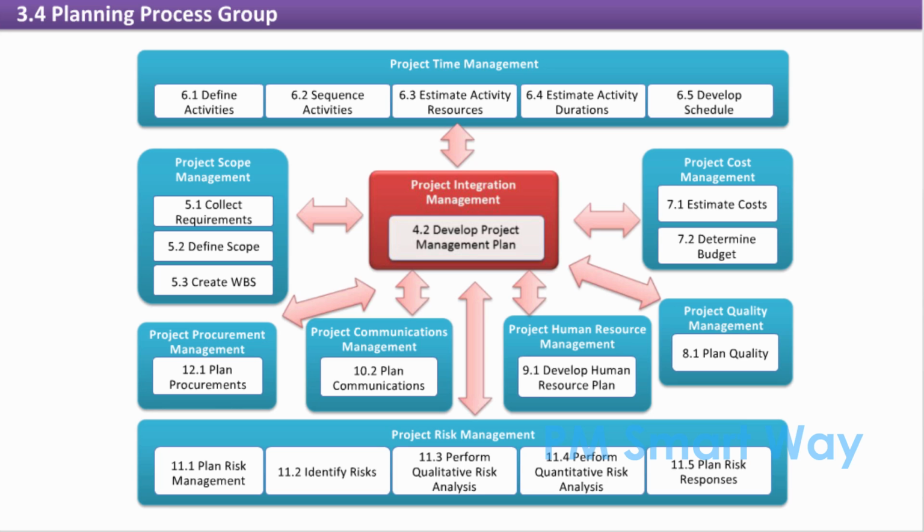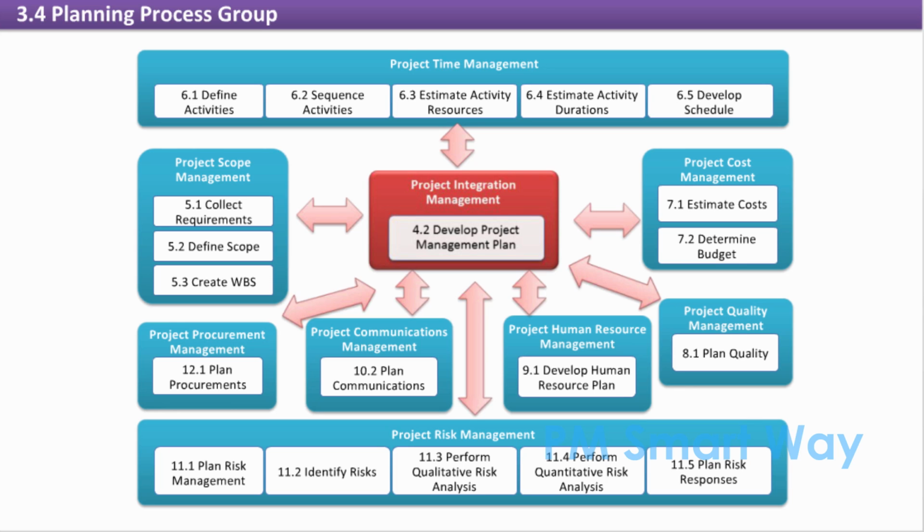1. Develop project management plan. 2. Collect requirements. 3. Define scope. 4. Create WBS. 5. Define activities. 6. Sequence activities. 7. Estimate activity resources. 8. Estimate activity durations. 9. Develop schedule. 10. Estimate costs.